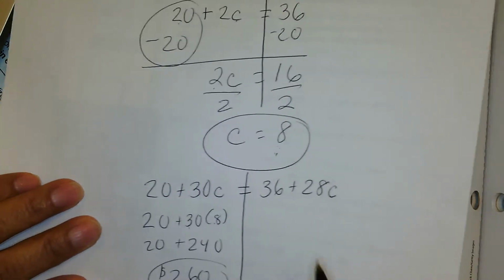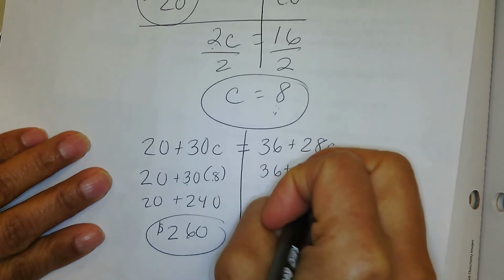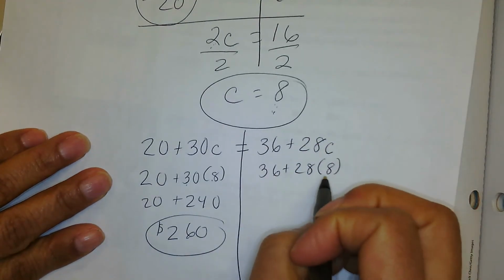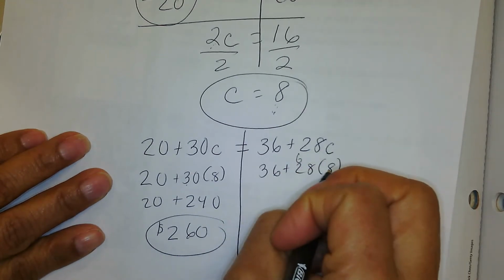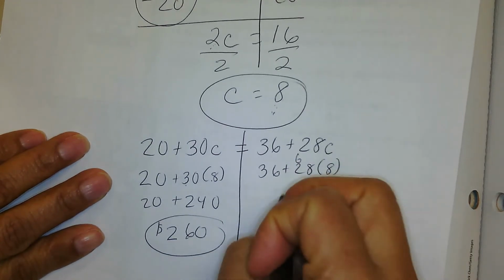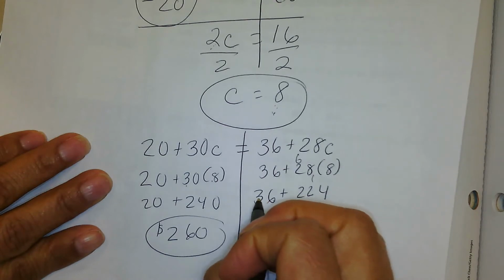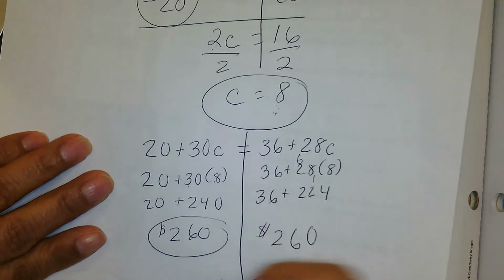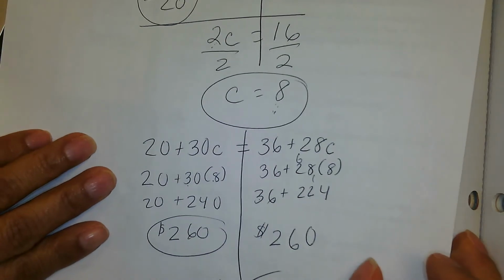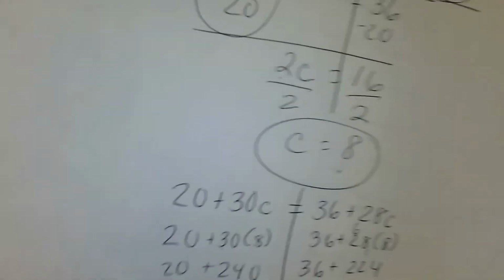Now I got to check the other one. 36 plus 28 times 8. This one's a little bit longer. So 8 times 8 is 64. Carry a 6. 2 times 8 is 16. Plus 2 is 22. Plus 36. 6 plus 4 is 10. Carry a 1. 3, 4, 5, 6. And then this is 2. Well, it checks out. It is correct. Okay? So that is correct. Any questions? Let me know.